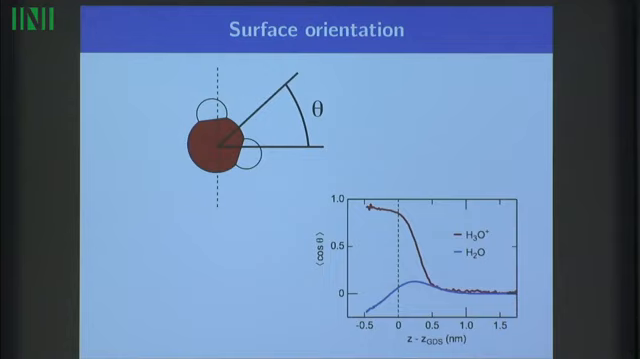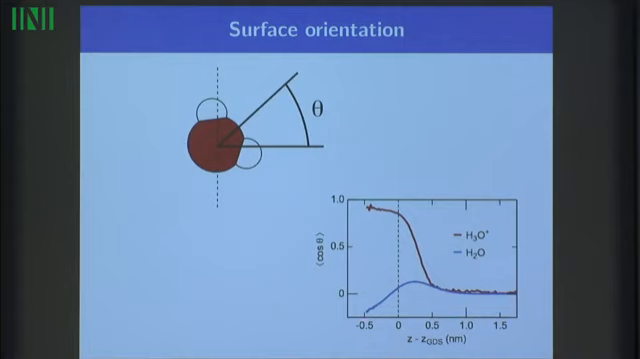And what we show is the average of the cosine of the angle. So if it's 1, it's fully oriented in one direction, and if it's 0, it's fully isotropic. That's the idea, and this is again the position with respect to the Gibbs dividing surface. And you can see that for H2O, we see the usual behavior.